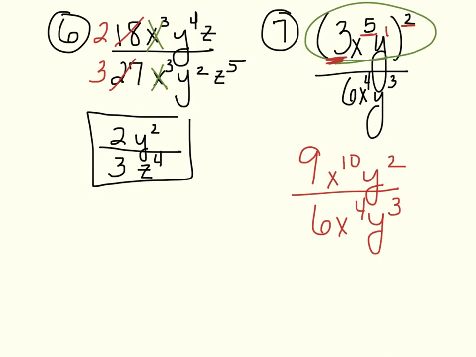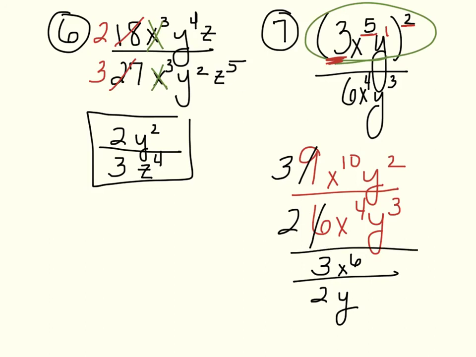Comes down. Start simplifying. 3 goes into 9 and 6. 3 goes into 9 3 times. 3 goes into 6 twice. So that gives me 3 on top, 2 on bottom. x's. Where are there more x's? There are 6 more x's on top. Where are there more y's? There is 1 more y on bottom. So when you subtract, that's how you know where your variables go. My final answer is 3x to the 6th divided by 2y.